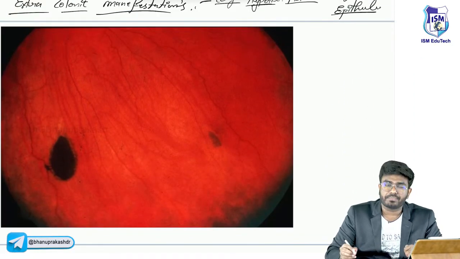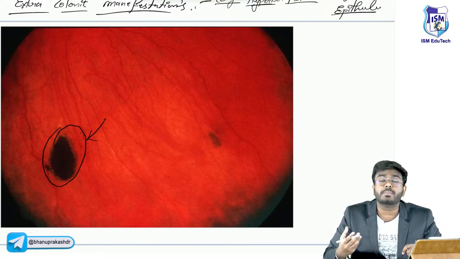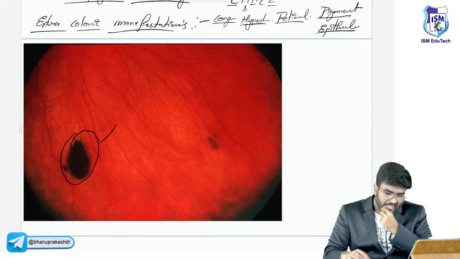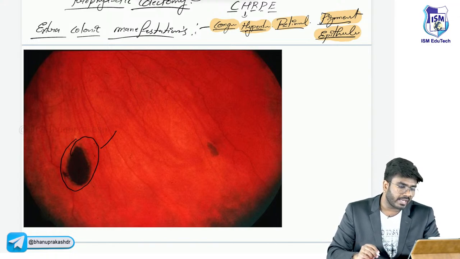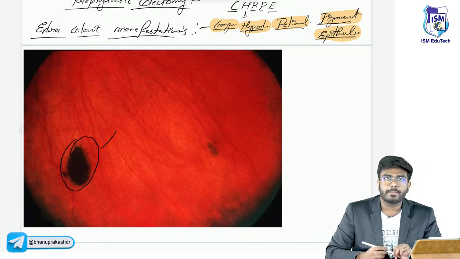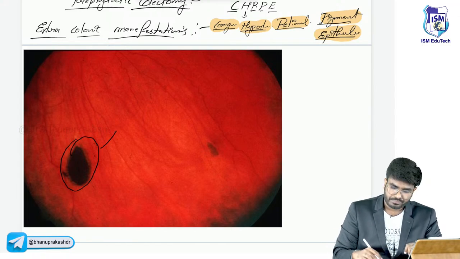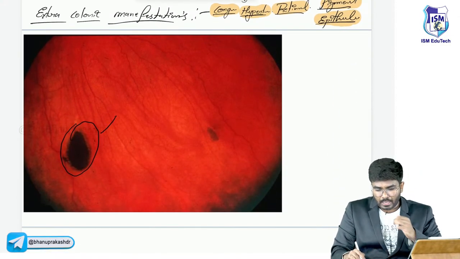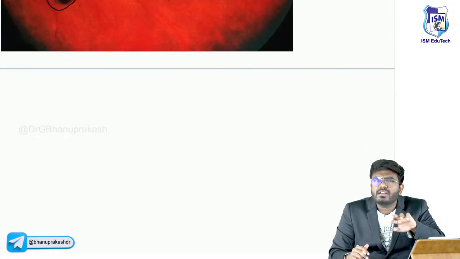Let me show you. So this is the retina. In the retina, are you able to appreciate this area? Hypertrophy of the retinal pigment epithelium, the dark colored area. So congenital hypertrophy of the retinal pigment epithelium is going to be seen in familial adenomatous polyposis, with more than 100 polyps. Prophylactic colectomy will be done, otherwise in the future he will develop cancer and die with that cancer, sir. Now let me tell you some important variants, some important little variations, sir.